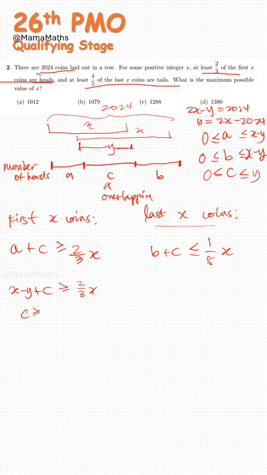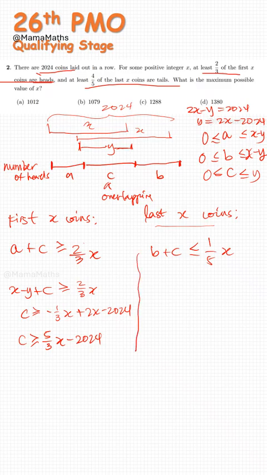C is greater than or equal to 2/3 minus 1 times x, plus y. So negative 1/3 x plus y, which is plus 2x minus 2024. This would give us 2 minus a third, which is 5/3 x minus 2024. We'll be using this one. Now for the second part, we want this to be minimum, so we consider the minimum of B, which is 0. So C should only be less than or equal to 1/5 x. So we're going to consider these two equations.